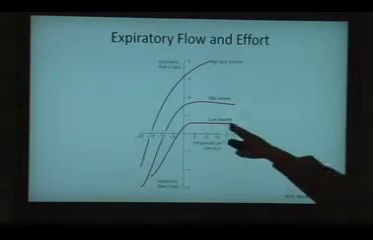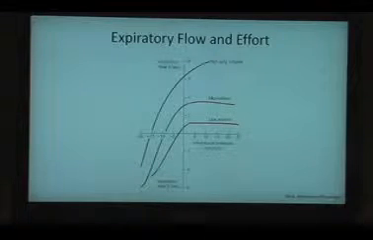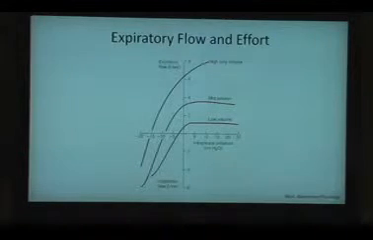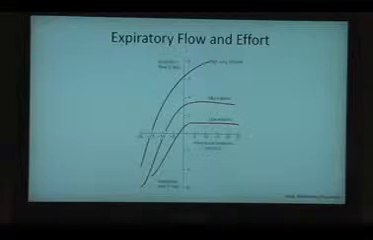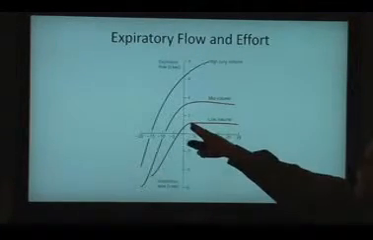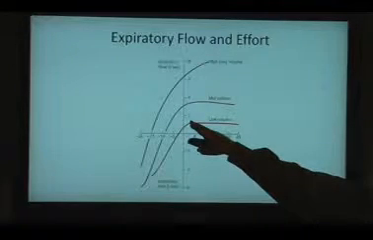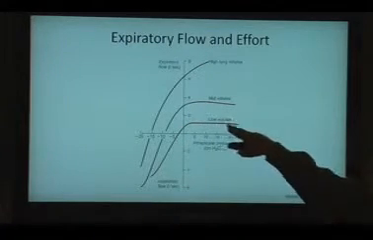Let's say we take in a relatively low lung volume, maybe just twice the tidal volume, and then we blow out as hard as we can. What we find is that the flow increases up to a point at which, it doesn't matter how hard you push, no more flow comes out.